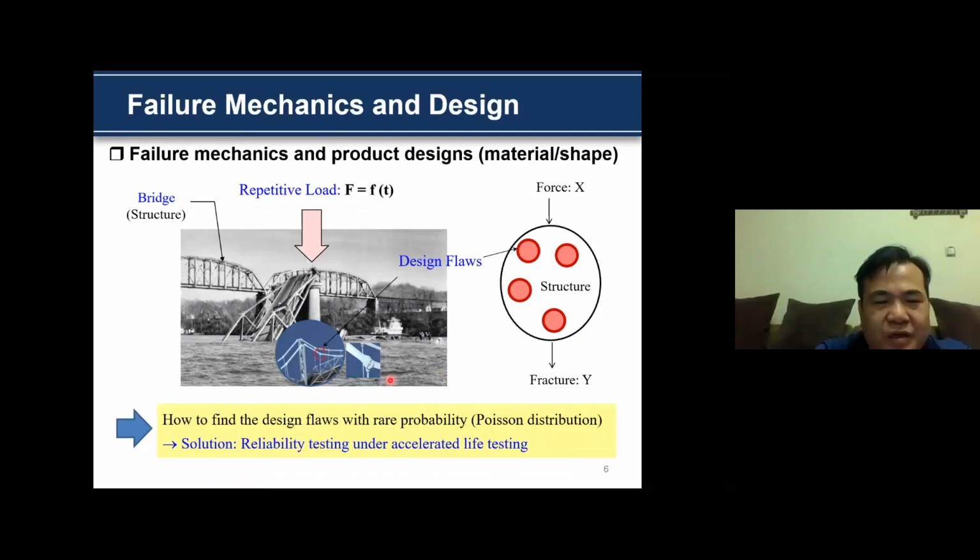This slide shows the failure mechanism in product design. If a product is subject to repeated load on its structure and there are design flaws, the structure will collapse within its lifetime. To prevent it, the design flaws must be found before the product launches. The issue is how to find them, and the solution is reliability testing, or accelerated life testing.